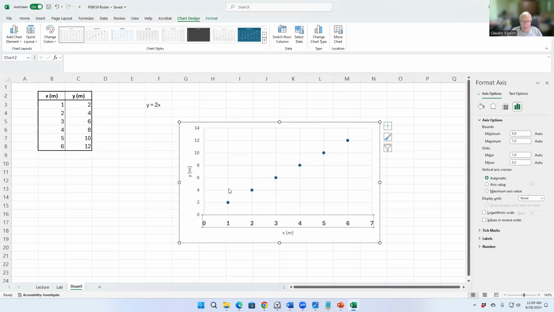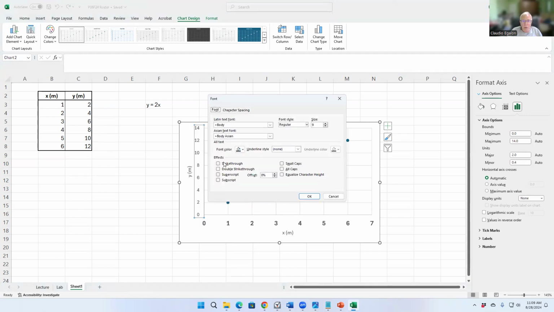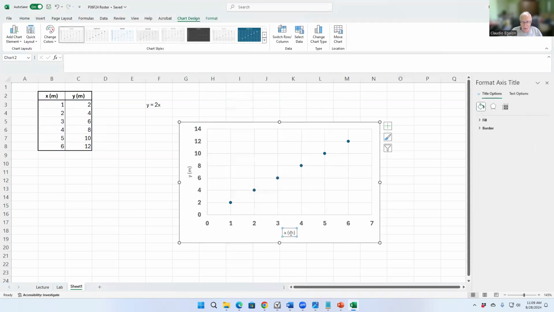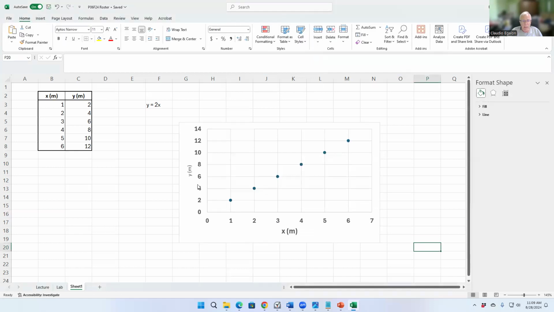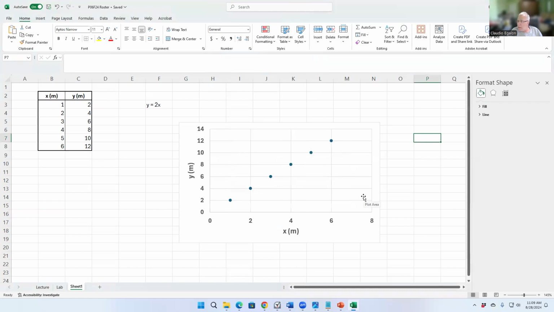And here too, I do the same. Bold. Regular, bold, 12. And I do the same for the axis title. I'll make it boldface. And I will increase the size slightly larger to 14. Here, same, bold, 14. 12 are the numbers.